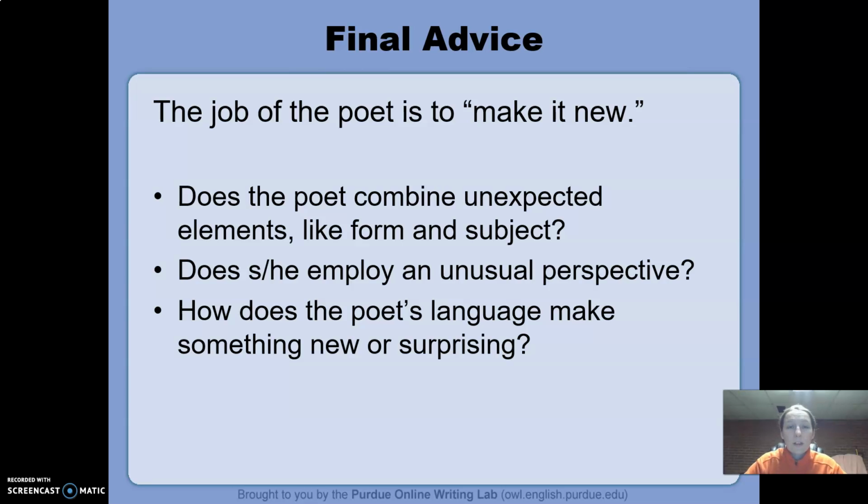So if you're struggling with language, at least say, okay, this person's writing about an urn. What did they do to make this urn sound different like anything else I've read?